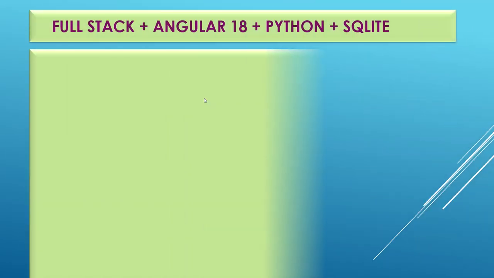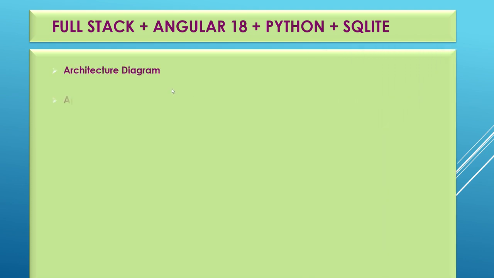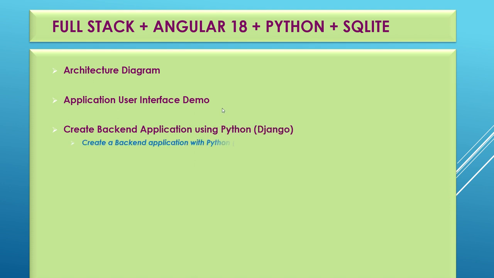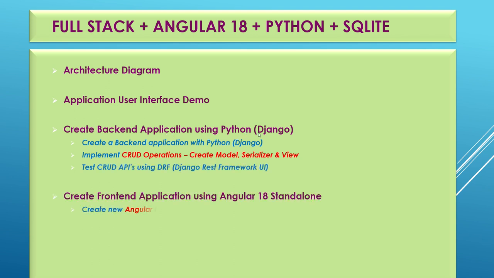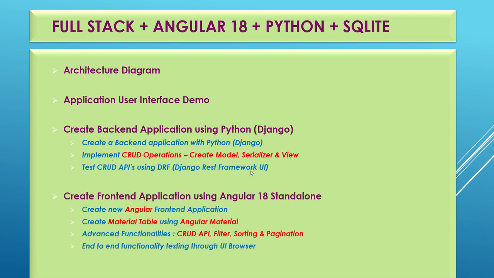Next, let us see what all the points are which we are going to cover. First we will see the architecture diagram. Next I will show you a small user interface demo, and then we are going to create our backend application using the Python Django framework. We will first create our backend application using Python Django. Next we will implement CRUD operations. For that we will create a model, serializer and view, and finally we will configure our URLs for the application and the project specific URL. And finally we will test our application for CRUD operations using the Django REST framework user interface.